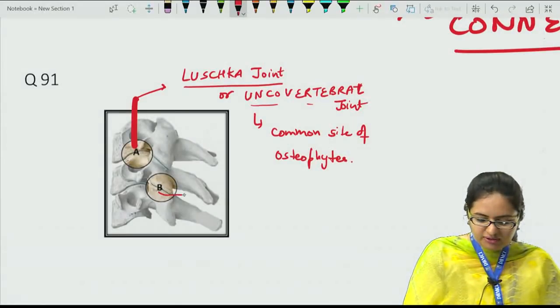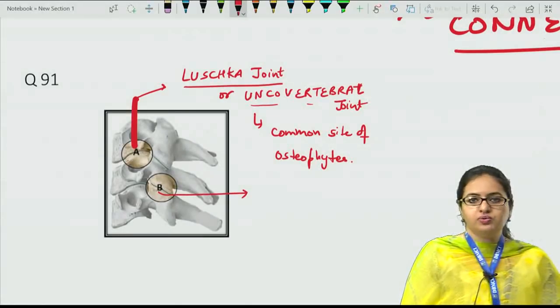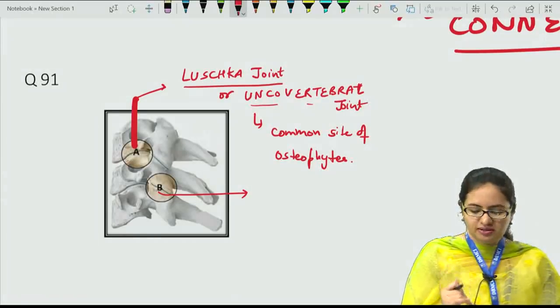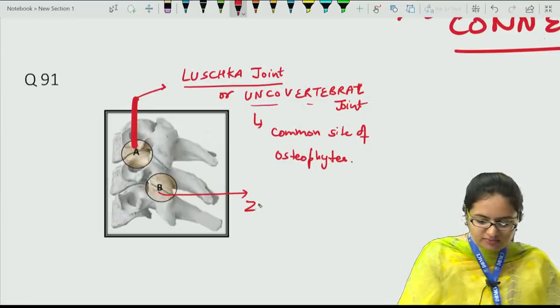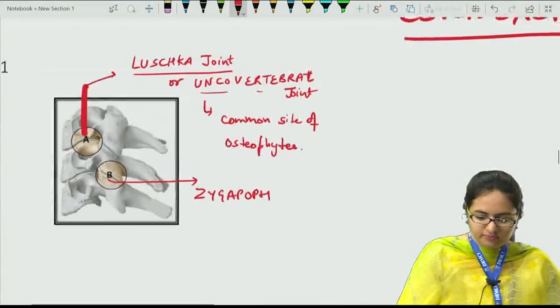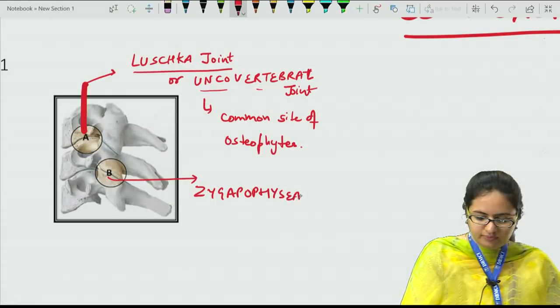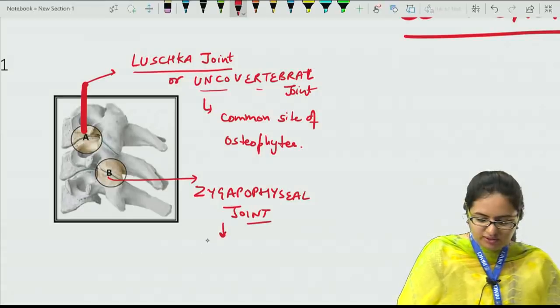If we talk about B over here, this joint is formed between the superior and the inferior articular facets, and this joint is known as the zygapophyseal joint. The zygapophyseal joint is of the plain synovial variety.